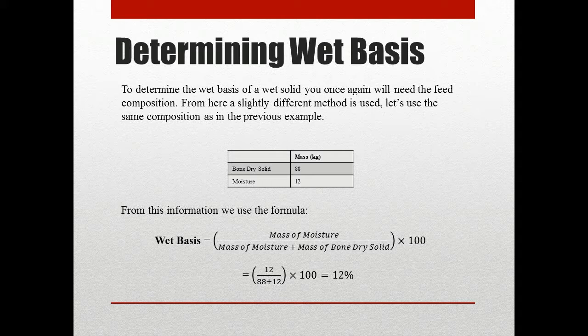So moving on to wet basis, I've once again made it very clear that we need to know the composition of the feed. So luckily, again we're using the exact same table from working out dry basis, where bone dry solid is 88 and moisture is 12. So this time, the wet basis is the mass of the moisture, once again 12, over the mass of the moisture plus the mass of the bone dry solid. And this is once again times 100, as it is expressed as a percentage.